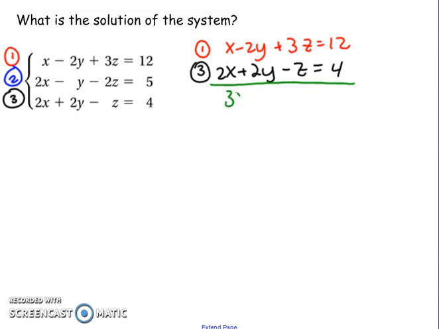So I'm going to get 3x, that will cancel, plus 2z equals 16. And I'm going to circle that. I'm going to come back and use that one later. Now I have to use the second equation since I didn't use that one yet. So I'm going to use 1 and 2.